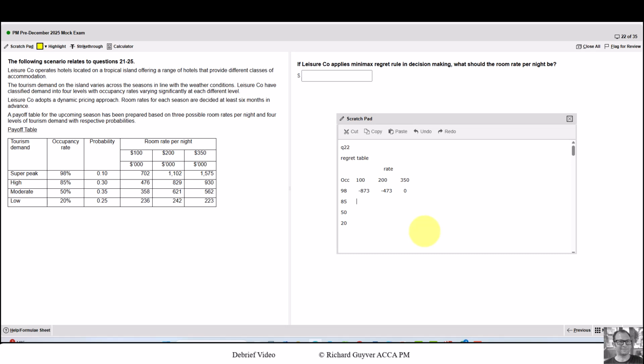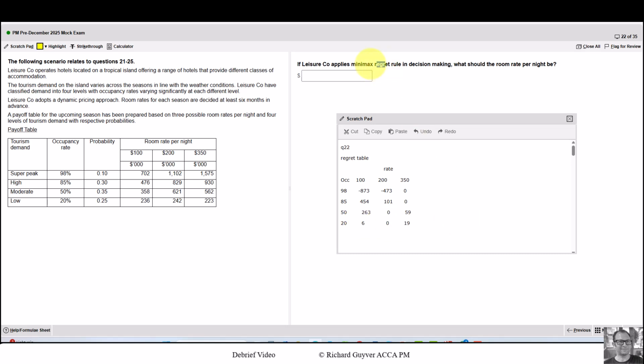And then we do the same for the next level. So if we had high demand, the best outcome would be this one on the right, and then we find the difference between that one and the others. For moderate demand, the preference would be to have 200 a night because that gives us 621, so there'd be no regret had we chosen 200. So this time it's the difference between this one, and the difference between this one and this one. And then finally, with low demand, 242 is the highest, so that's our no regret position, and then we compare to the other 2. So this is our regret table.